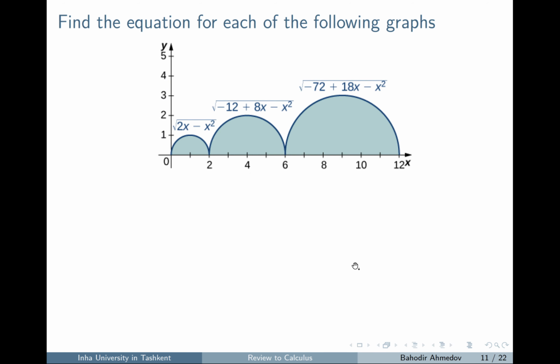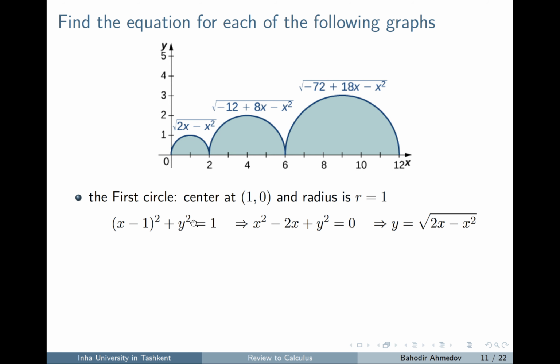So let's do some exercises. Let's say I would like to find the equation of this circle and this one. From here I see that the center of the circle is located at the point 1 and 0. So the x coordinate of the center is 1, the y coordinate is 0, and the radius is equal to 1. So I can build up the equation like this: (x minus 1) squared plus y squared is equal to 1.